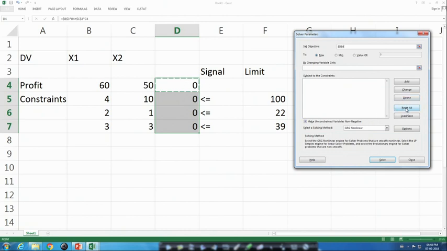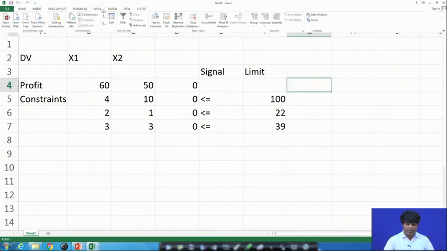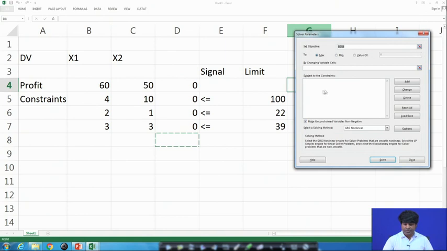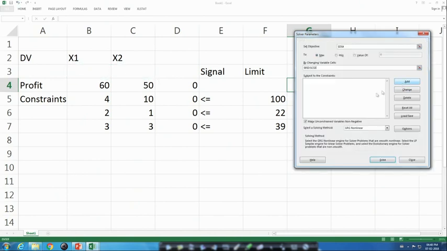Okay. So, first of all we go for reset. Close this one. Now we can go to the data solver. The first choice is the objective function, and we are putting the indication to D4. Then you go to the second option, the changing variable cells, which is with respect to x1 and x2. Again you click here, and then we set up the constraints.